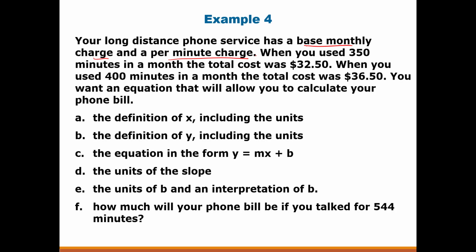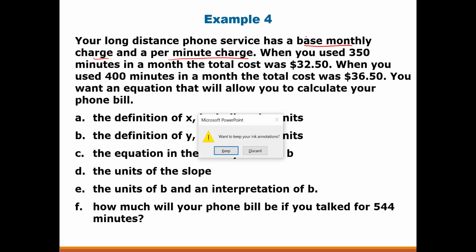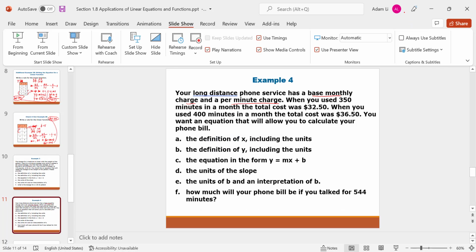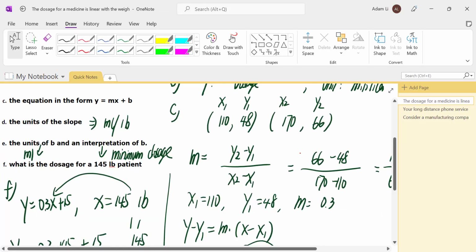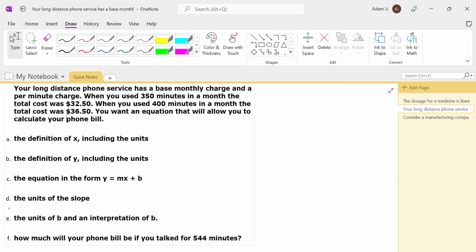We want an equation that will allow you to calculate your phone bill. So you define x including the units, define y including the units, find the equation in the form y equals mx plus b, define the units of the slope, find the unit of the y-intercept b, and then the interpretation of b. How much will your phone bill be if you talk for 540 minutes? So one more time, we're going to go to the notes, and I will continue from here.